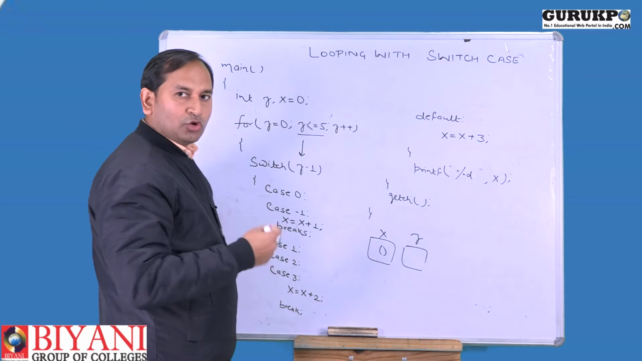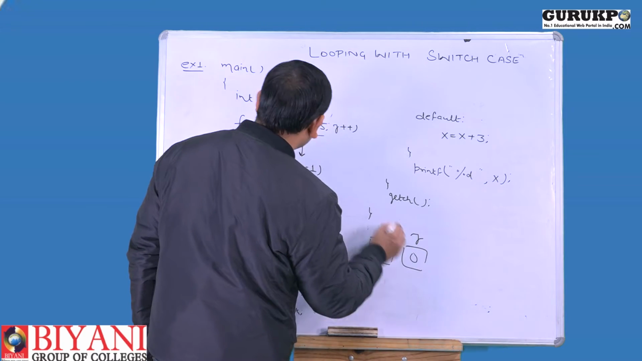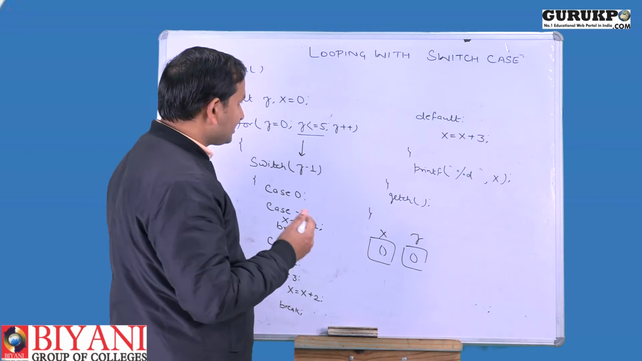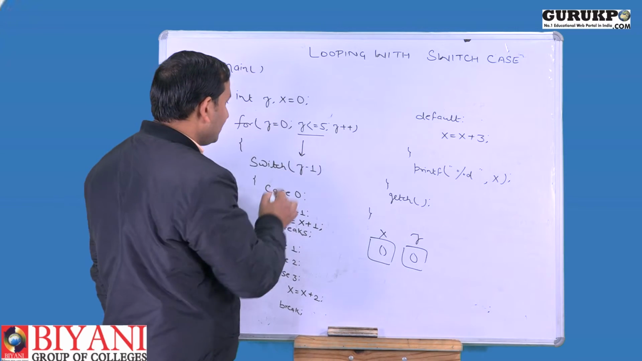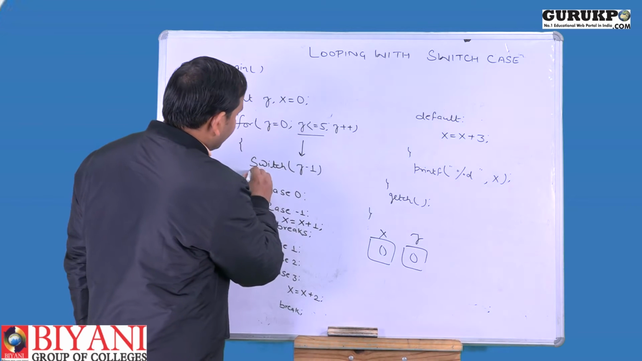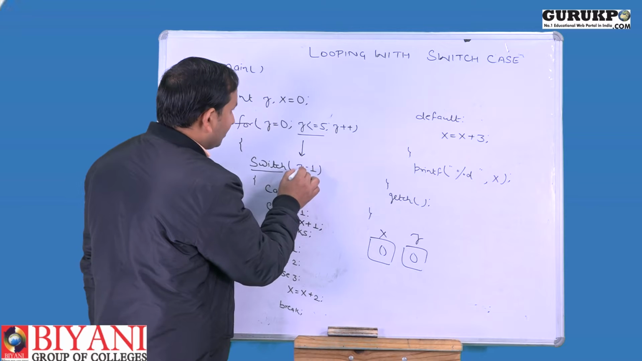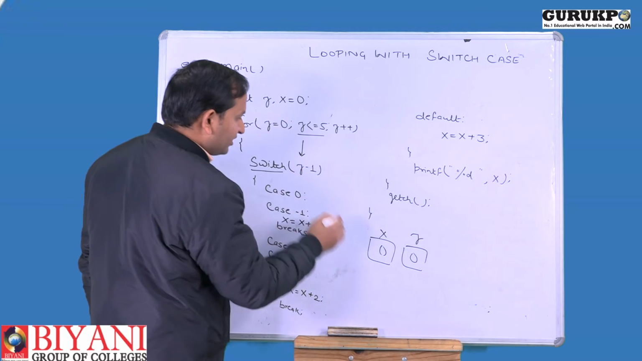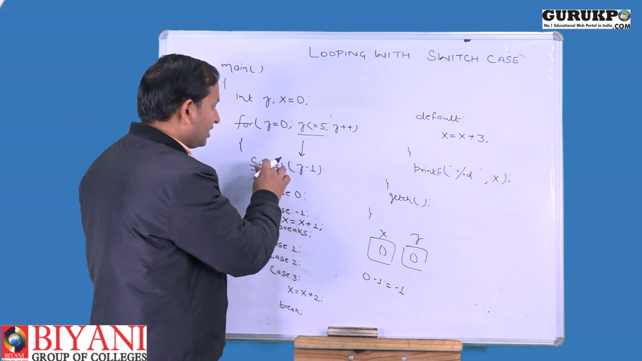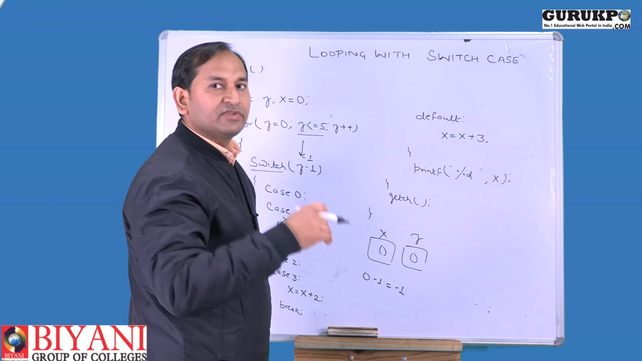Then we are using for loop, j assignment 0, now value of j is 0, j is less than equal to 5. This condition is fully satisfied, 0 is less than 5, control enters inside the for loop. Inside the for loop we can see this is a switch statement, switch j minus 1. The value of j is 0, 0 minus 1 gives minus 1. Now inside the switch value is minus 1, so control goes to minus 1 case.